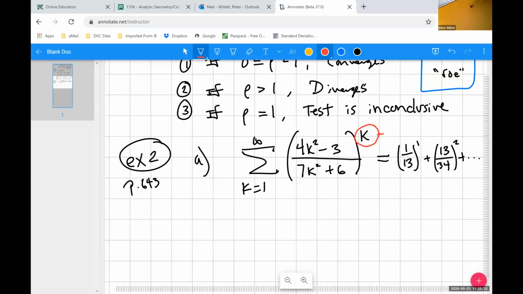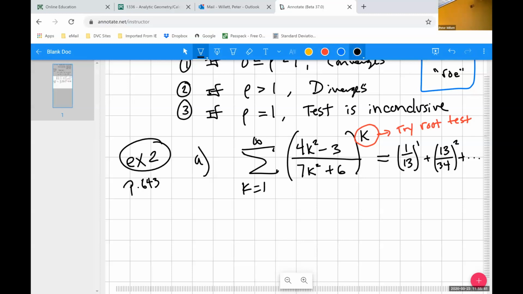So this, since it's a power of k, suggests try the root test. Because since you're raised to a power of k every time, you can make that go away by taking the kth root, which is what the root test does. So that's how you look at that.